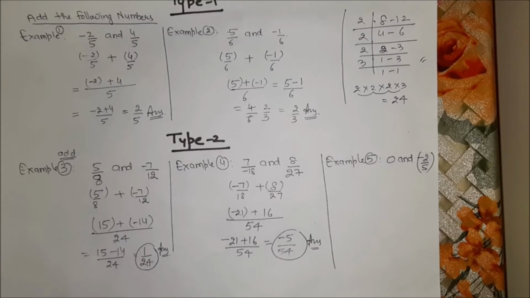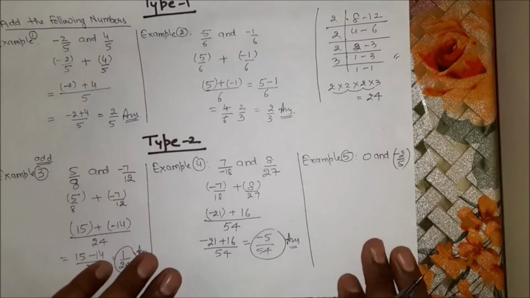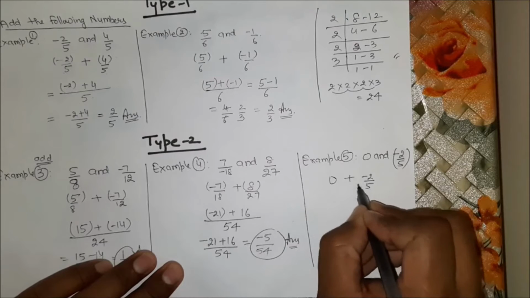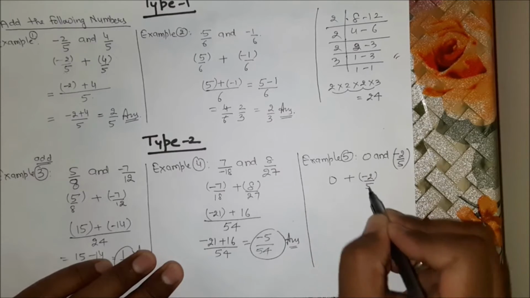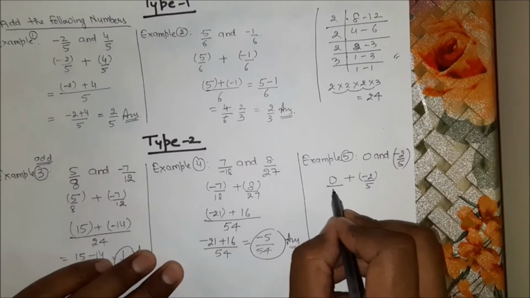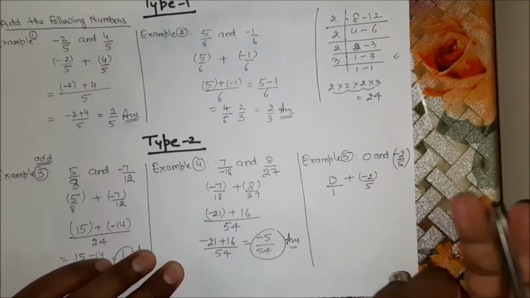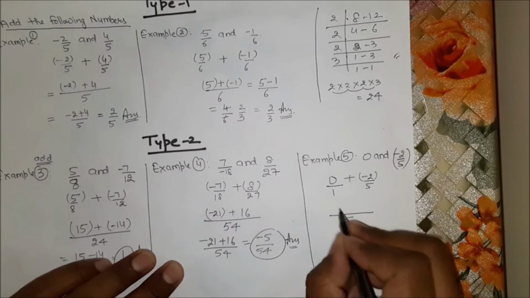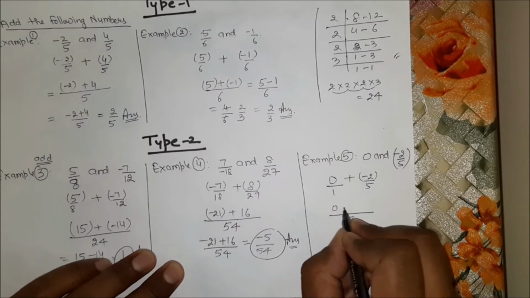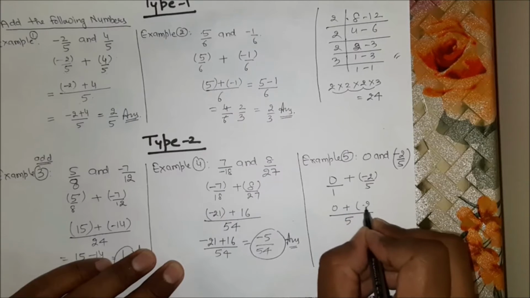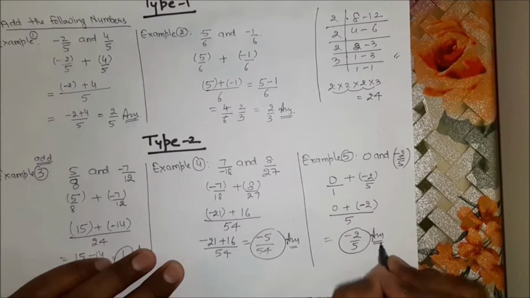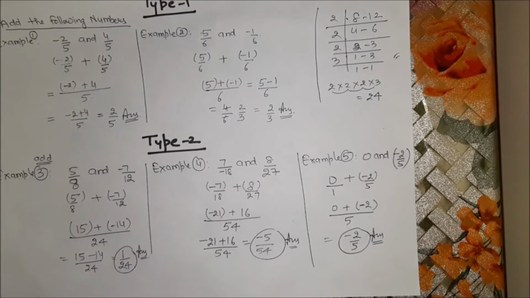One more example. If you have 0 and minus 2 by 5, so what we will do? Again 0 plus minus 2 by 5. Put the numerator in brackets. 0 can be written as 0 upon 1 or 0 upon 2, because 0 can be written as 0 upon 5 also. Take the LCM, you get 5 as LCM. 1 five is 5, 5 into 0 is 0, 5 ones are 5, 1 into minus 2 is negative 2. If you solve it, you will get minus 2 by 5. Again, that's your answer.